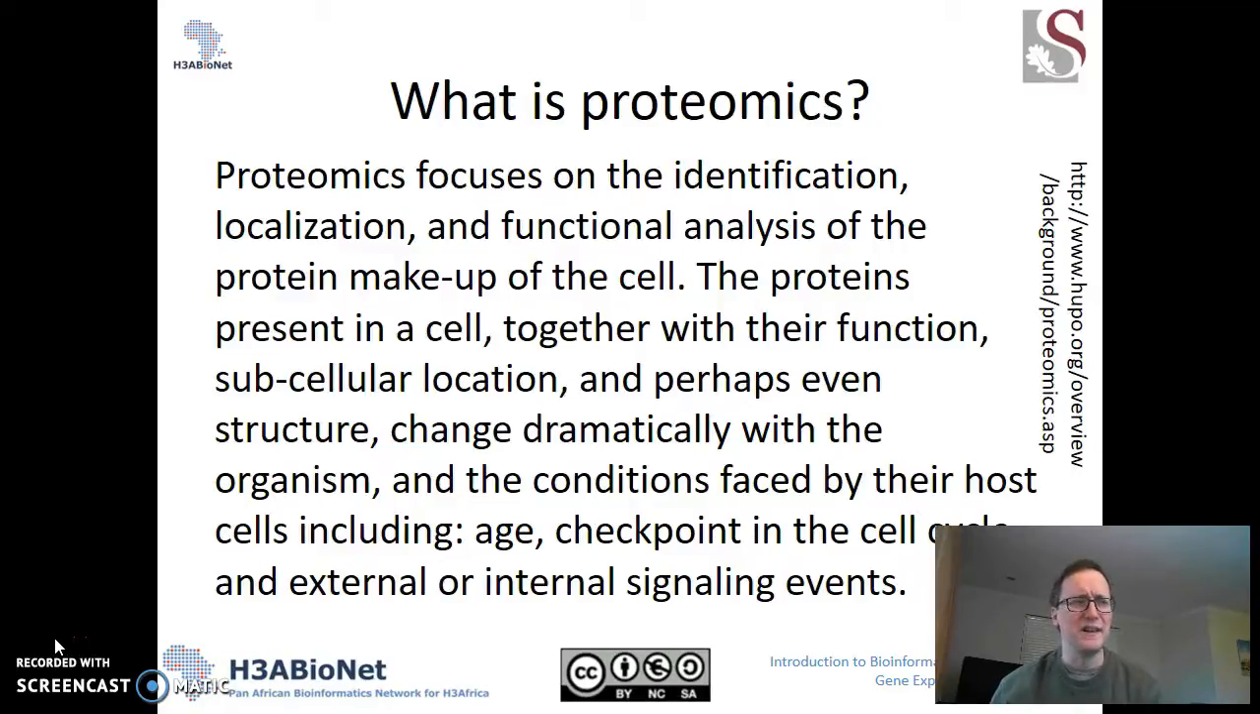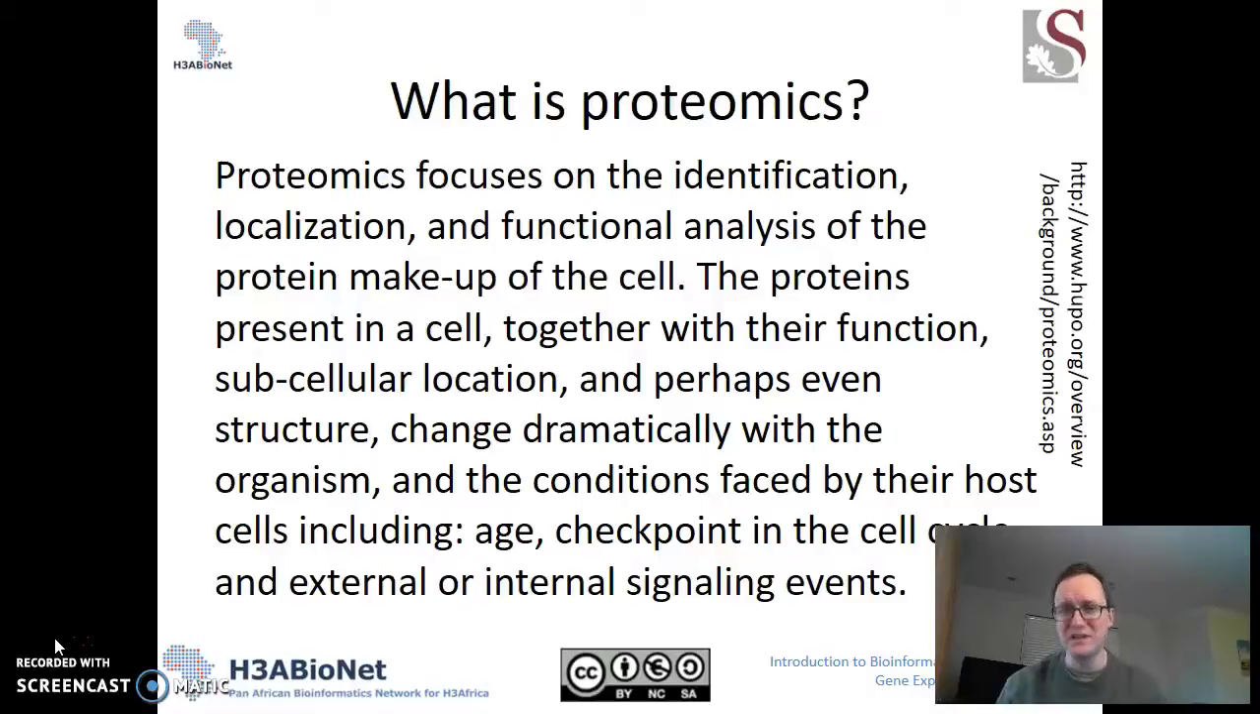Proteomics encompasses a very large number of disciplines, and so I'm going to just use the Human Proteomics Organization's HUPO's definition for what proteomics is. It focuses on the identification, localization, and functional analysis of the protein makeup of the cell.